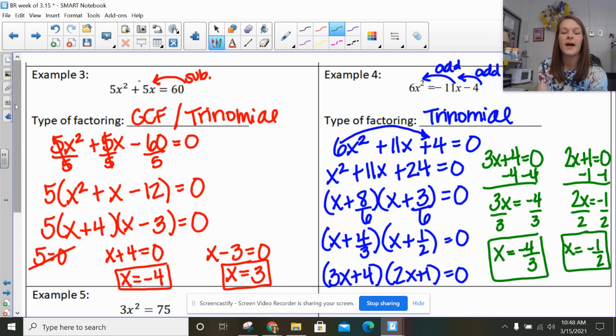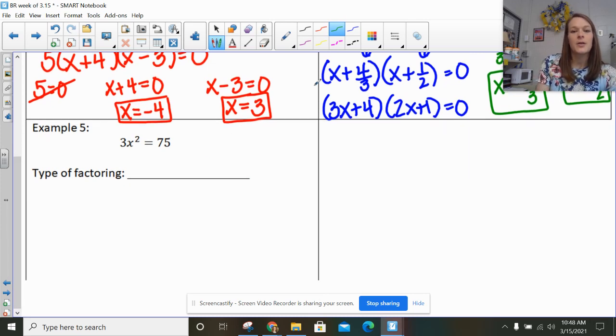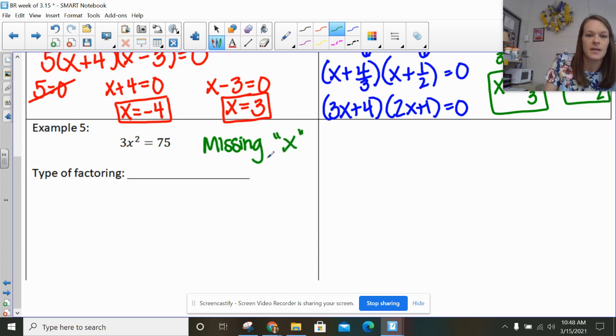Okay, now one final example, and it's going to work a little different. So I'm going to try to point out the difference here. Okay, notice here that we're missing the plain x term. Okay, if you are missing the x term, you can solve it as is. You do not have to factor. I have an x squared and I have a constant, but I don't have the x.